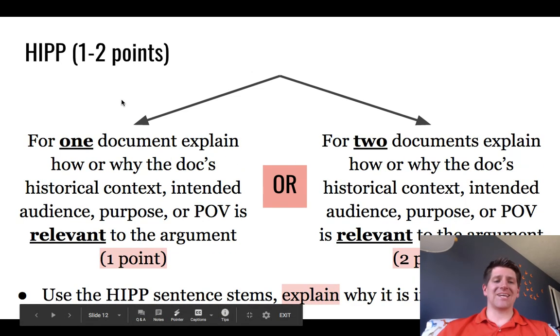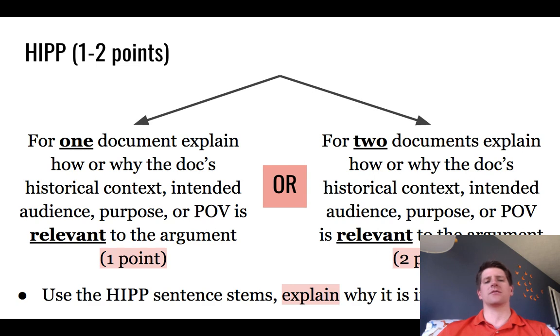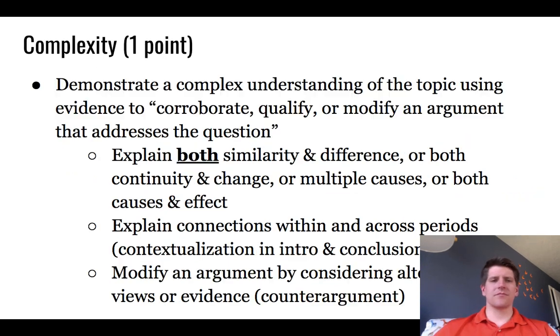And then here's the cool part. I know you guys are frustrated with the document's historical context, intended audience, purpose, point of view. We didn't have a lot of time for that. It's really just a portion of your DBQ rubric. For 1 document, explain why the document's historical context, intended audience, purpose, or point of view is relevant. That gives you 1 point. For a second one, if you successfully do that for 2 of these, that's going to give you 2 points. It's going to be just fine. It's going to be great. You guys are going to be able to do this.